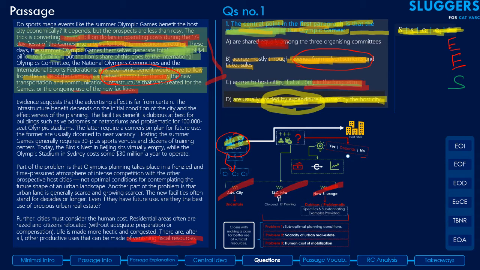Erosion by expenditure incurred by the host city. This idea is again not mentioned anywhere in the passage. In fact, this comes very close to being an error of inclusion here.